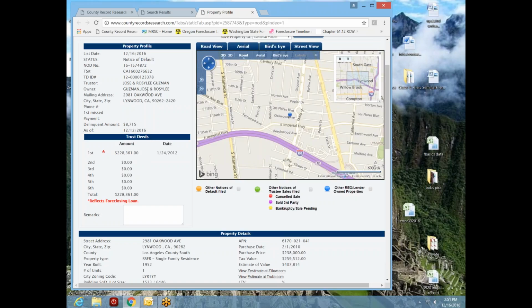Now notice this, we have Jose and Rosie Lee Guzman. So Jose and Rosie Lee are the owners. They're the people that own the property. Also notice their mailing address is the same address that's on the property detail section below. So what we have is a homeowner, a couple that both own the property and live at the same location. So this is their primary residence.